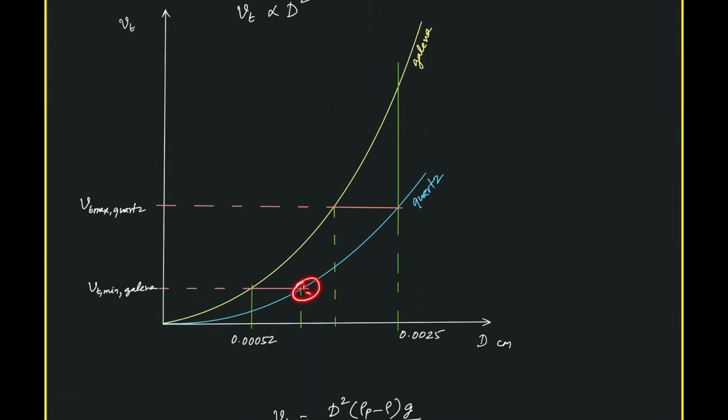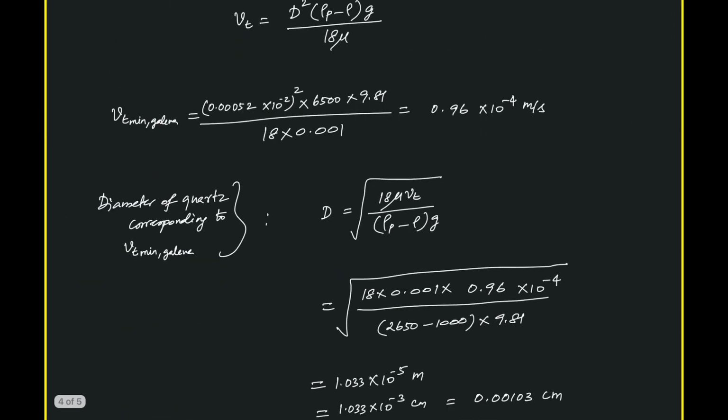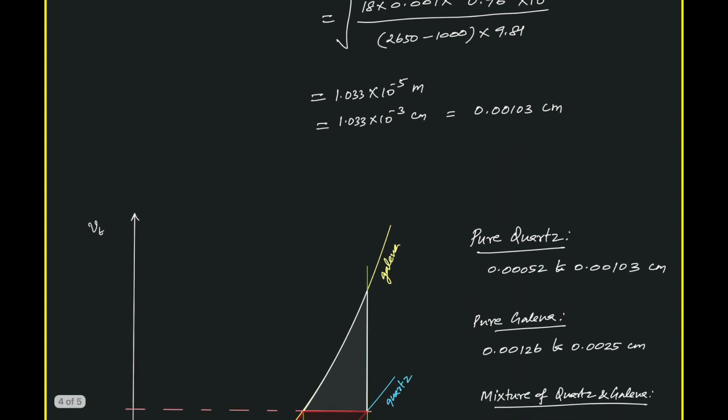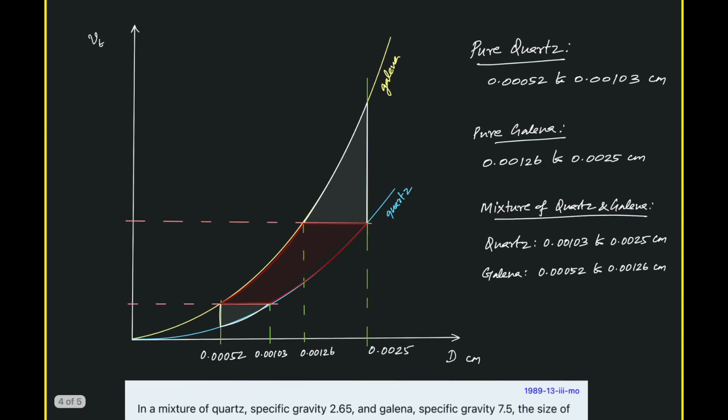we are finding this dimension, this point. For this point we are using the density of quartz. That's why we use the density of quartz, and the difference rho p minus rho is 1000. Now we have this dimension to be 0.00103 centimeter. Okay, now we are done with the problem.